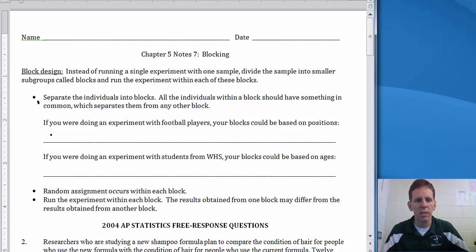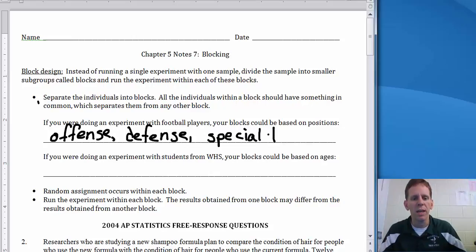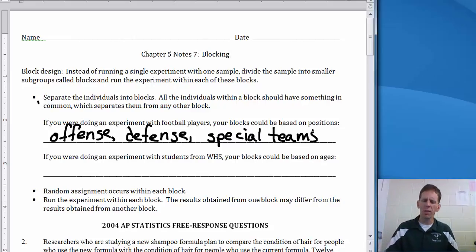If I'm thinking of a football team and you're doing a football team meeting, you may have the entire group together, or you may say, offensive players, we're going to have a little meeting with you over here. We're going to meet with our defense over here. And if you play special teams, if you're on the punt squad or kickoffs, our special teams group will have their own meeting. And the idea behind blocking is this.